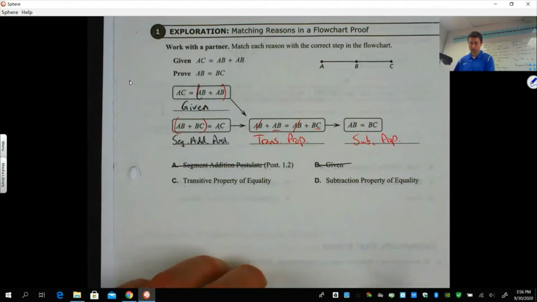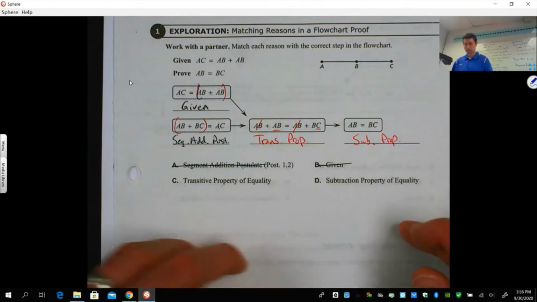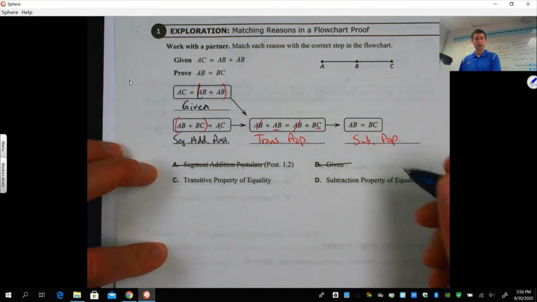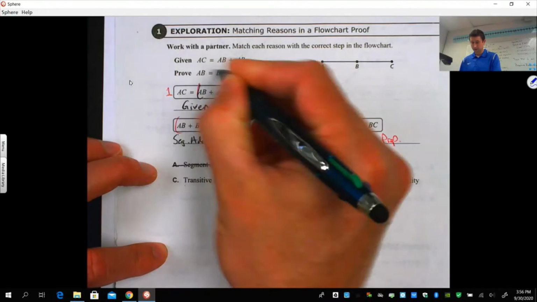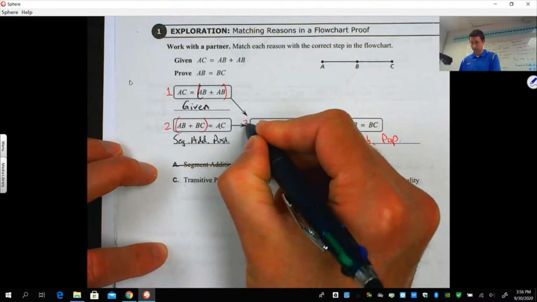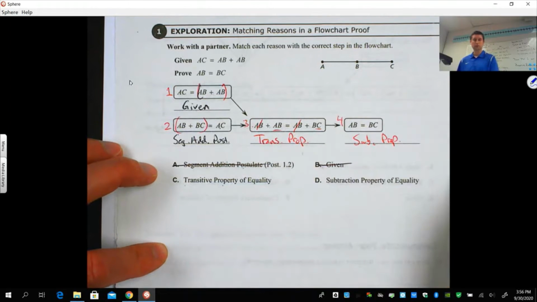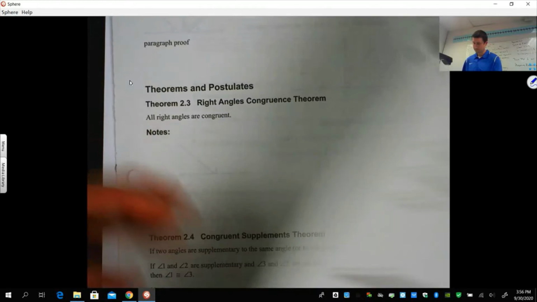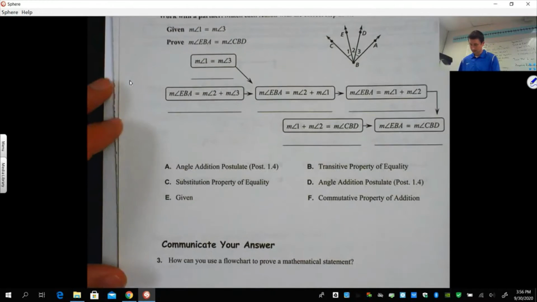So that's a flowchart proof. Different than a two-column. We can write a two-column proof that would have 4 steps. This would be our first step, this and given. This would be our second step. Here's our third step, and here's our fourth step if we're doing a two-column proof. Let's practice with this one.